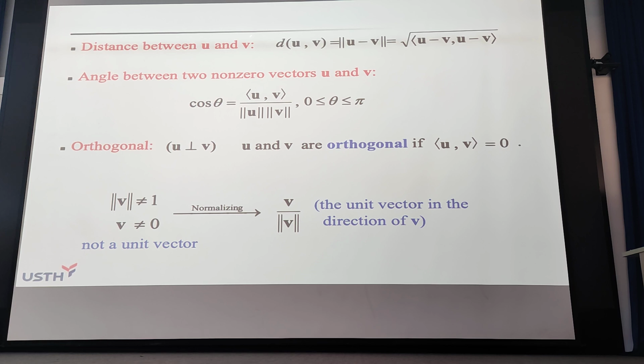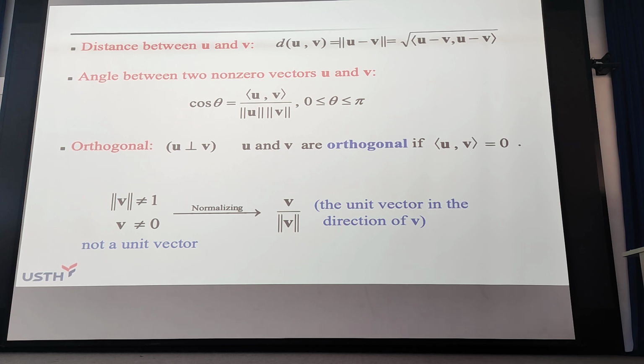And also we can do anything similar to the Euclidean space. That is, we can define the distance between U and V. We can define the angle between two non-zero vectors U and V by defining cosine of theta to be that one. And U and V will be considered orthogonal, denoted like that, if and only if the inner product of U and V equals 0.